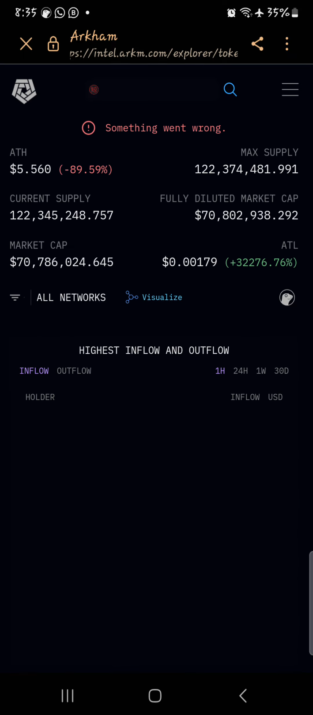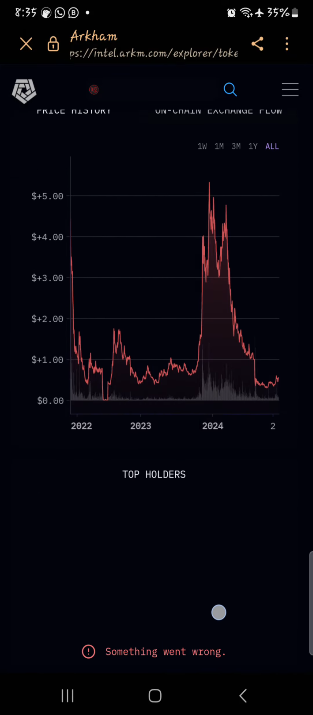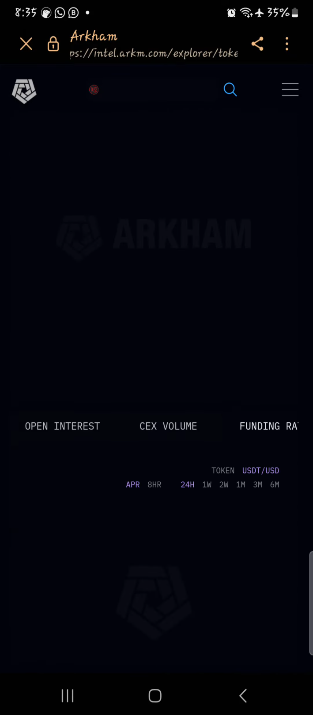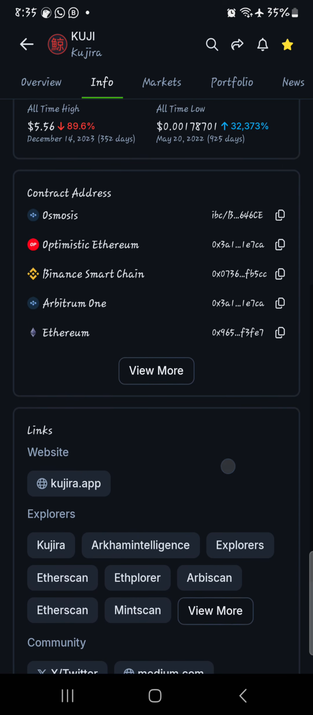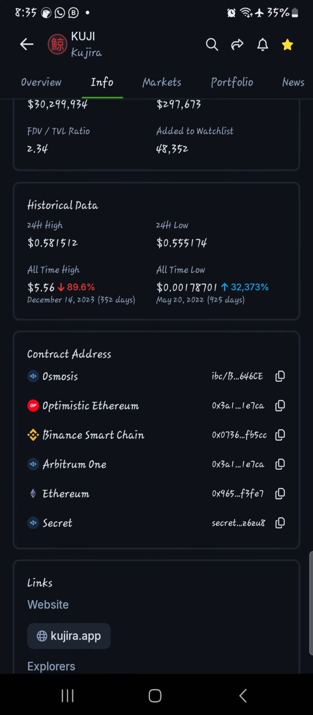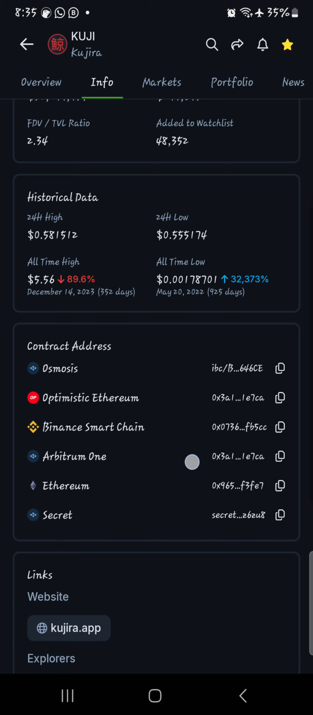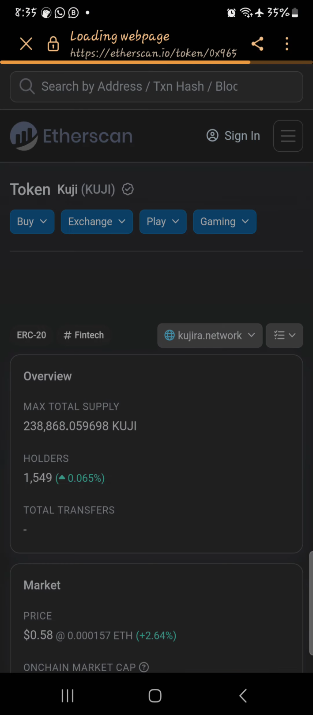Arkham Intelligence. So you see their all-time high. There's a lot of information here. I think we've already seen this. But basically you can get more information about them. Here you can see all of their contracts. This is probably because of bridging, and they're DeFi too, so maybe they are across so many chains. To get more information, you can simply check this on their Etherscan, their Ethereum, right?